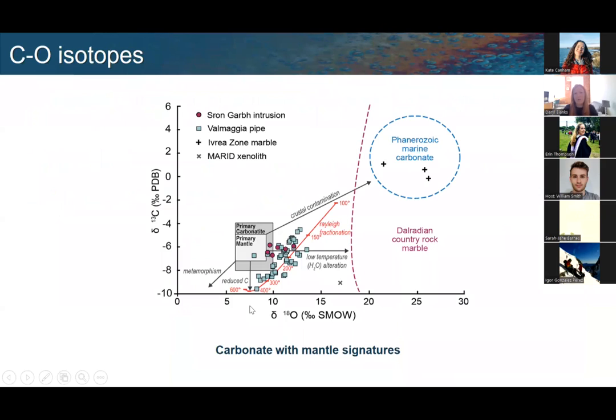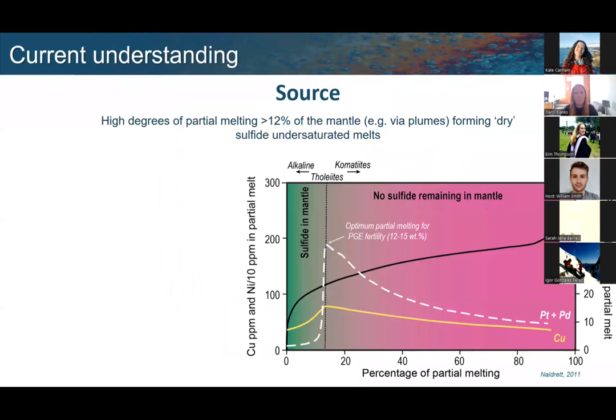So just coming back to the carbon isotope, unlike Manali, which showed a more crustal contamination signature for the carbonates, what we see in these lower crustal intrusions is much more mantle-like signatures for the carbonate, alongside the mantle-derived sulfides.